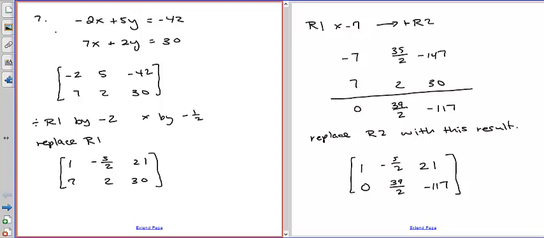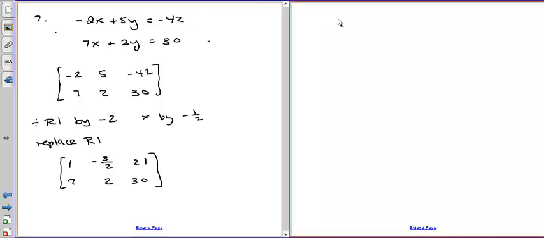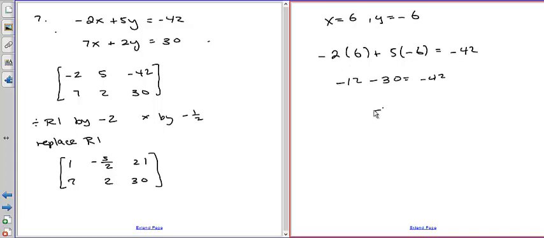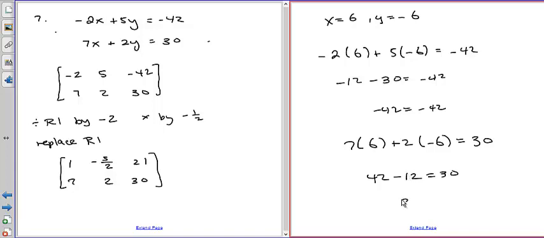We'll just do that. So what we said was x equals 6, y equals negative 6 is a solution. If we plug that into either one of these equations, we should get an equality. So we get negative 2 times positive 6 plus 5 times negative 6 is equal to negative 42. So this is negative 12, negative 30, negative 42. You get negative 42 equals negative 42. And you could do the same thing in the second equation. 7 times 6 plus 2 times negative 6 should equal 30. 7 times 6 is 42, 2 times negative 6 is negative 12, so that's true. Check, check. So that's the solution.